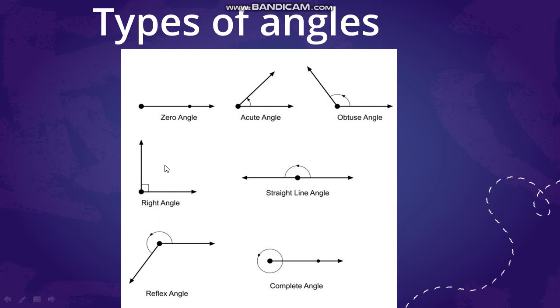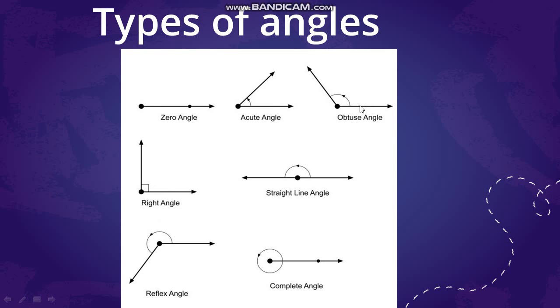The next type of angle is an obtuse angle. As you can see, this is an obtuse angle. Compare it with the right angle, children. You can see the obtuse angle is greater than a right angle. So an obtuse angle measures between 90 to 180 degree. It is more than a right angle. So acute angle is less than a right angle and obtuse angle is more than a right angle. Okay, so we have learned what is acute angle, what is right angle, what is obtuse angle.